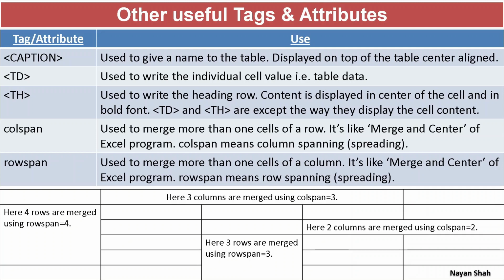Colspan is column spanning, meaning how many columns this particular cell is spreading over. So if you say colspan equal to 3, then that particular cell will span over 3 columns, as you can see in the example. If you say rowspan equal to 4, that particular cell will spread over 4 rows. I've written how many columns and rows are merged using these. We will see this practically also. So let's begin with the practical.